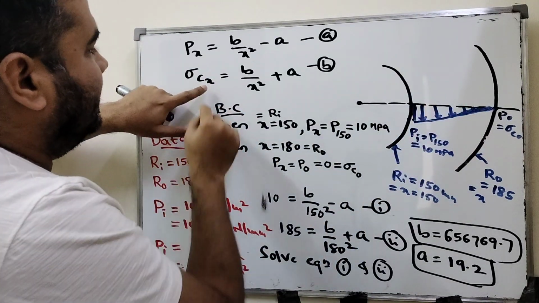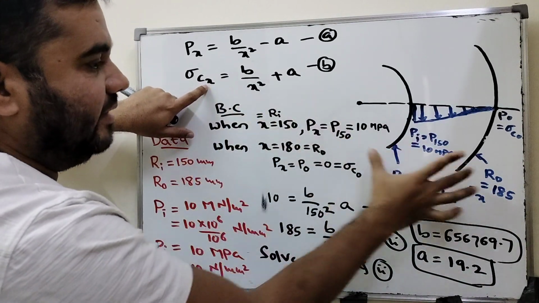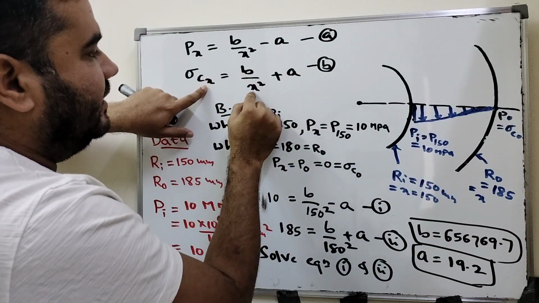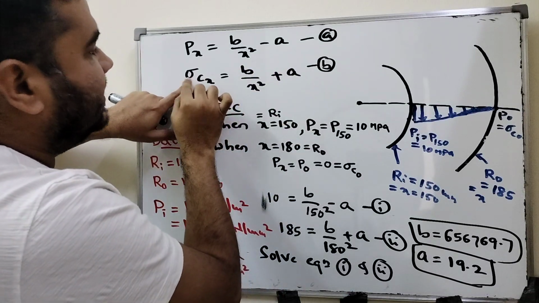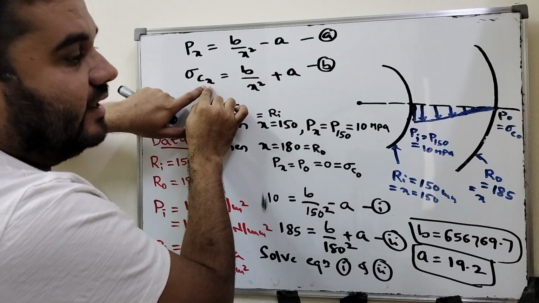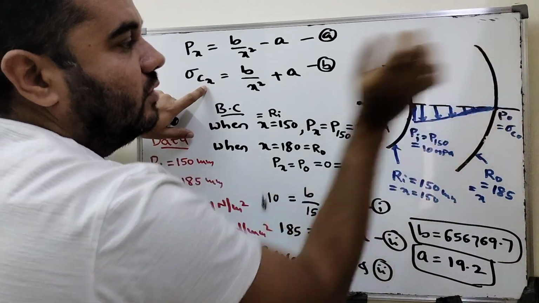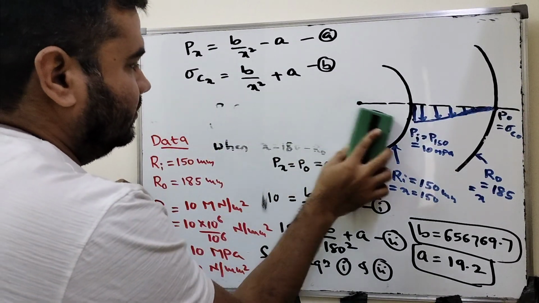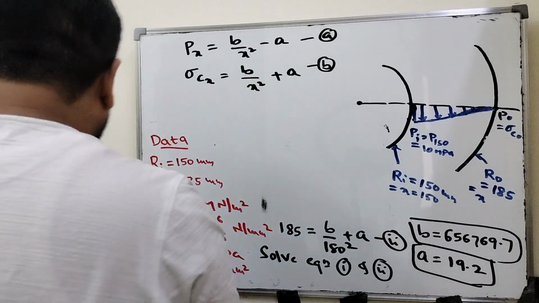Similarly, when x equal to 185 millimeter, the outer radius, b you know, a you know, and here 185 is the distance. Substitute and you will get the circumferential stress at a distance of 185. The value you have to copy here. We will do that one here. Okay, just use b from equation b.